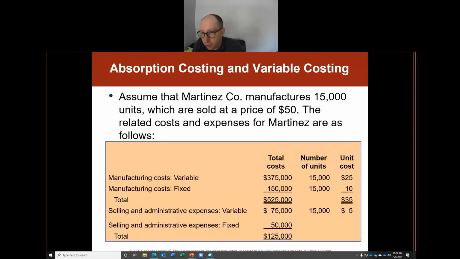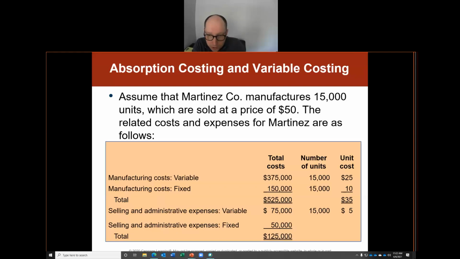So let's take a look at an example. You all know I like examples. Examples help us to better understand the concepts. In this example, we are manufacturing 15,000 units, which are sold at a price of $50 per unit. Oh, that's nice. I like that. Sell it for $50 a piece. Great idea. Okay, so here's the data we got.